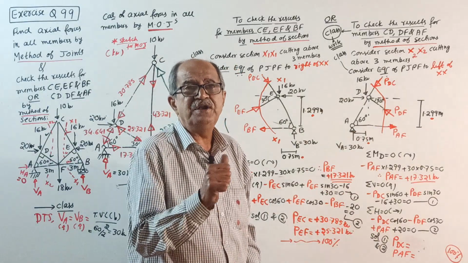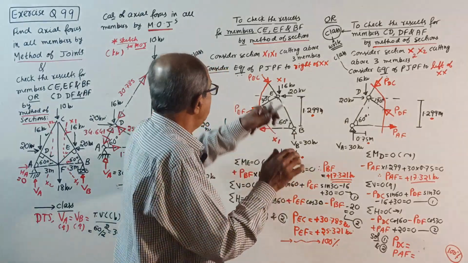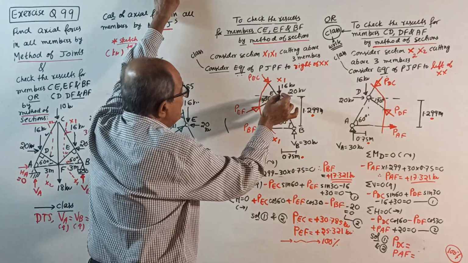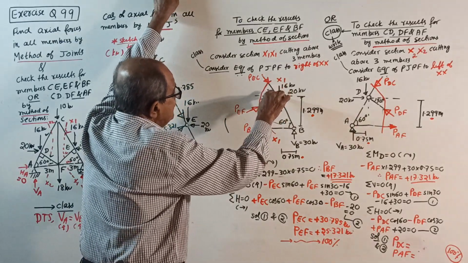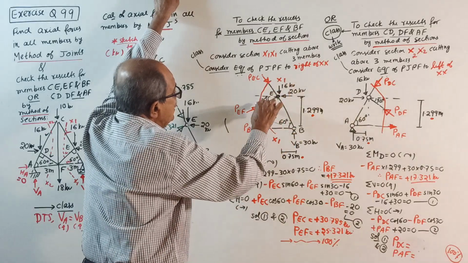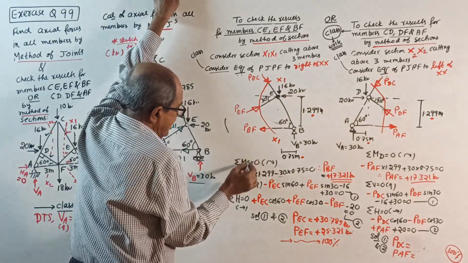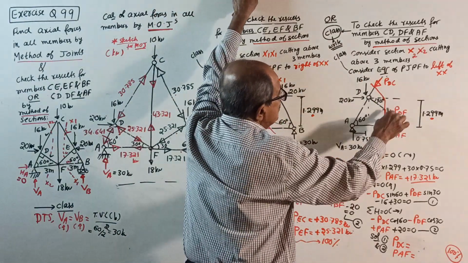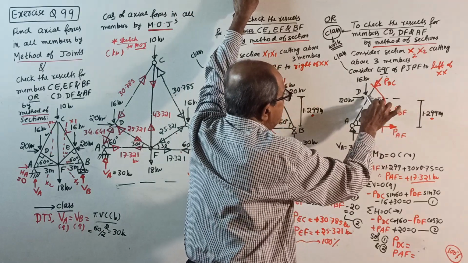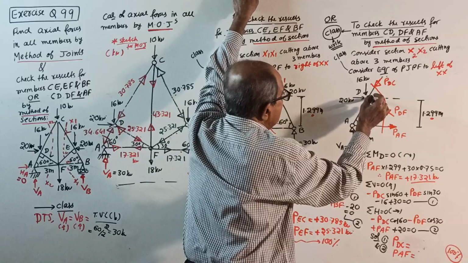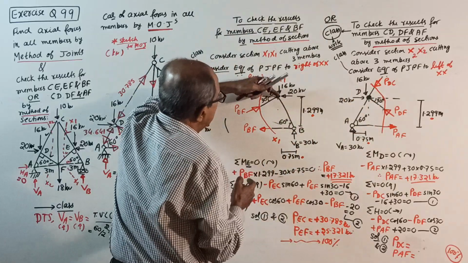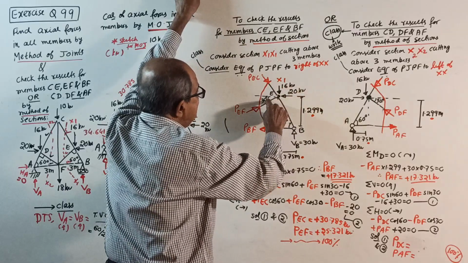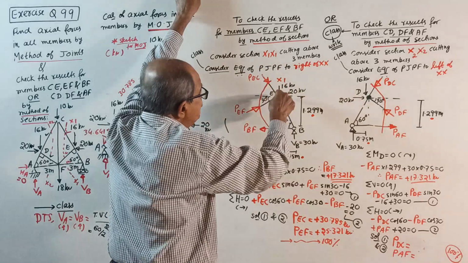Somebody will ask, how did you get it or why do you want it? One minute. See, we will take moment in this question. We will take moment about E. Why? Among the 3 unknowns, 2 unknowns are passing through E. In this question, among the 3 unknowns, 2 unknowns are passing through D. We will take moment about D. When you take moment about D, see here, all of them go into 0.